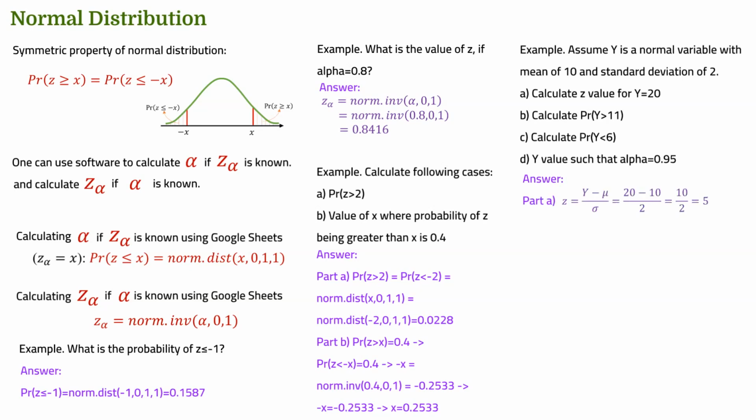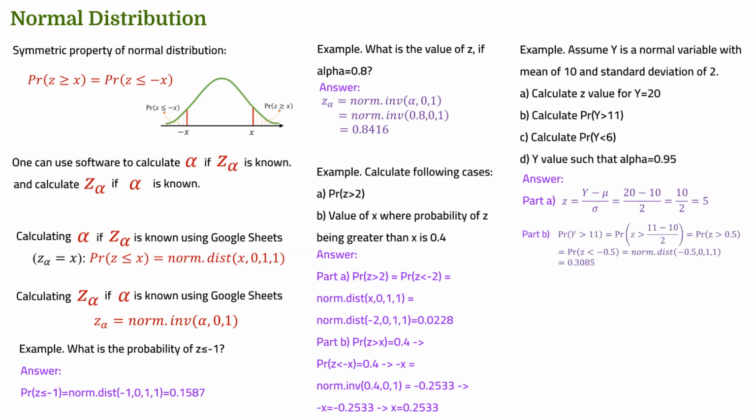The answer. For part A, Z is equal to Y minus mu divided by sigma, based on the equation we saw before. Y is 20, mu is 10, sigma is 2. So substituting all those values will be 10 divided by 2, equal to 5.